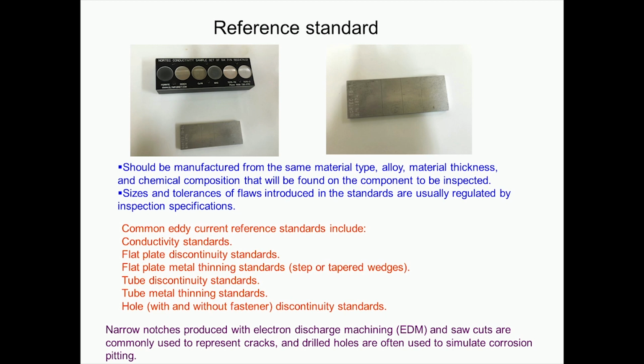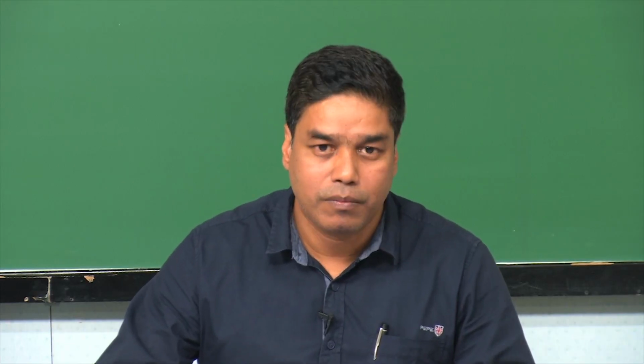Then for inspecting tubes, this is again one of the application areas of eddy current testing, for inspecting tubes of different sizes and different wall thickness and so on. So, when you inspect this kind of tubular parts, then you should have these tube discontinuity standards and tube metal thinning standards if you are expecting corrosion to occur in this kind of tubes. Then this tube discontinuity standard and tube metal thinning standards are used when the instrument is being used for inspecting this kind of parts.